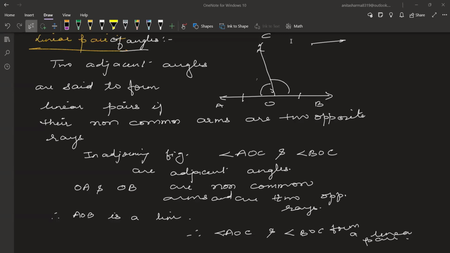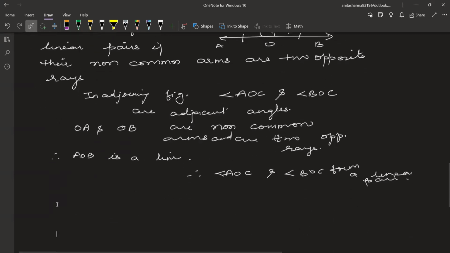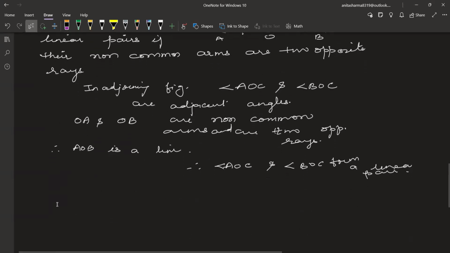Done, children? Ma'am, here also AOB is a straight angle, right? AOB, yes. This is because this is a straight line, no? Yes, ma'am. Okay, now see beta. Two angles were found on AOB, right?